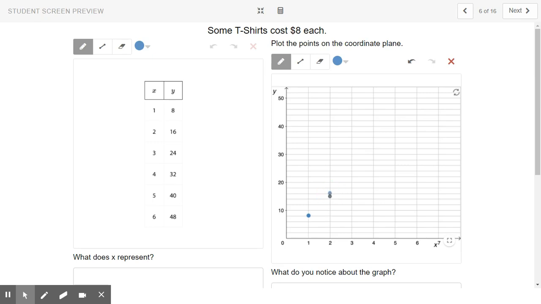Here's my next one. My next value is when x is 3, y is 24. So I'm going to start at my origin, go to 3, and go up to 24. So there's 20, 22, 24. Okay. And I'm going to do that for each one. 4. So I go over 4, up 32. There's 30. There's 32.